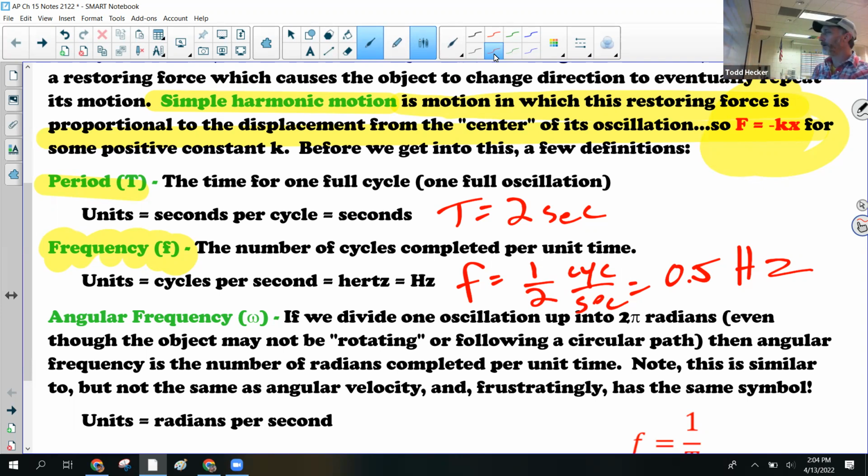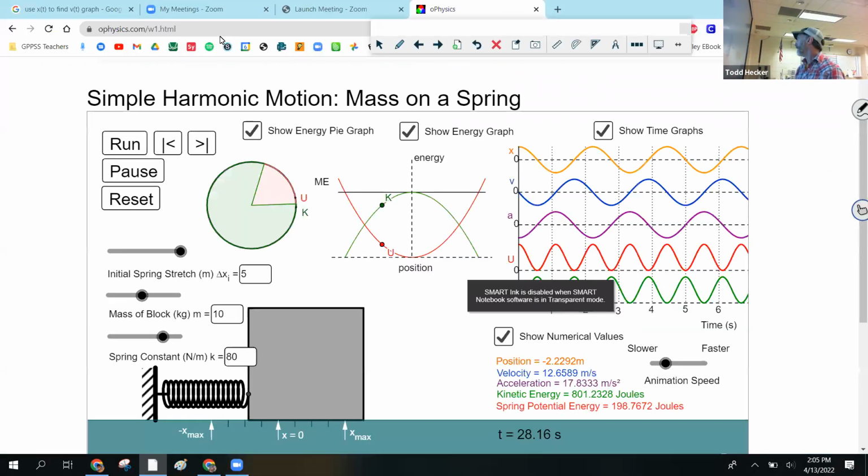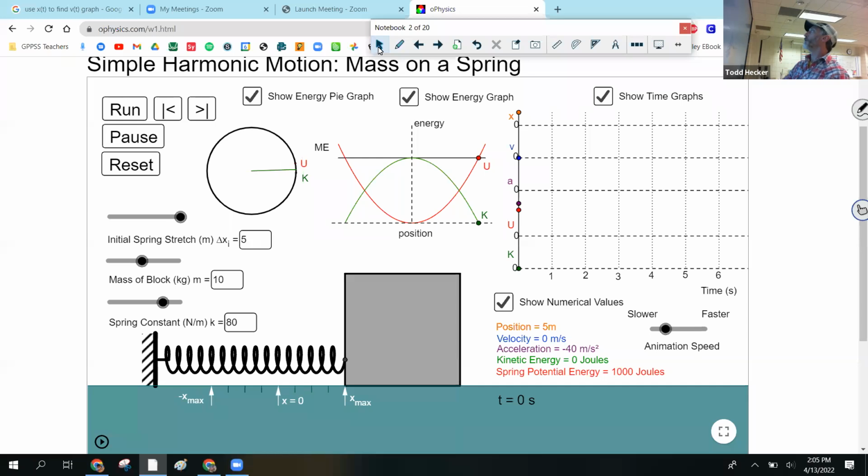The next thing we need to deal with is angular frequency. I'm going to come back to that in a minute. The first thing I'm going to do is let's observe an example of simple harmonic motion. So to do that, I'm going to go over here and click this button, and here we go.